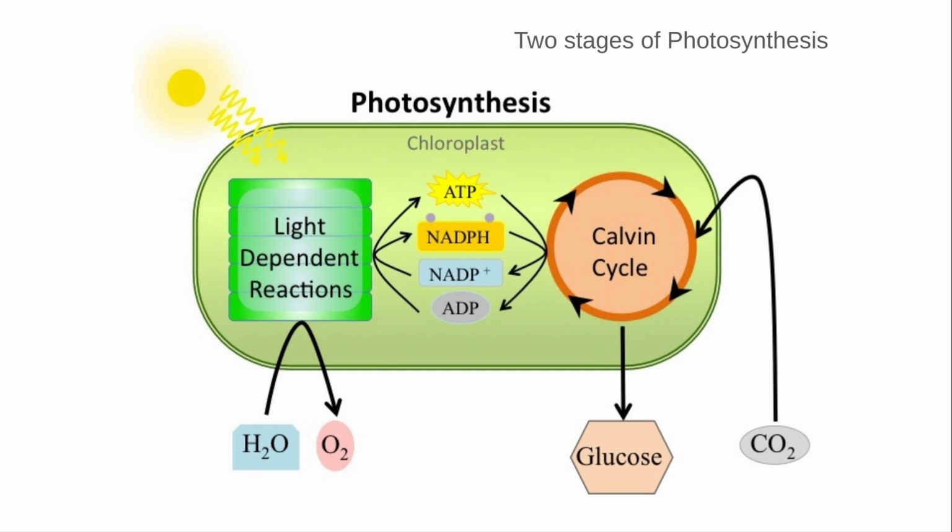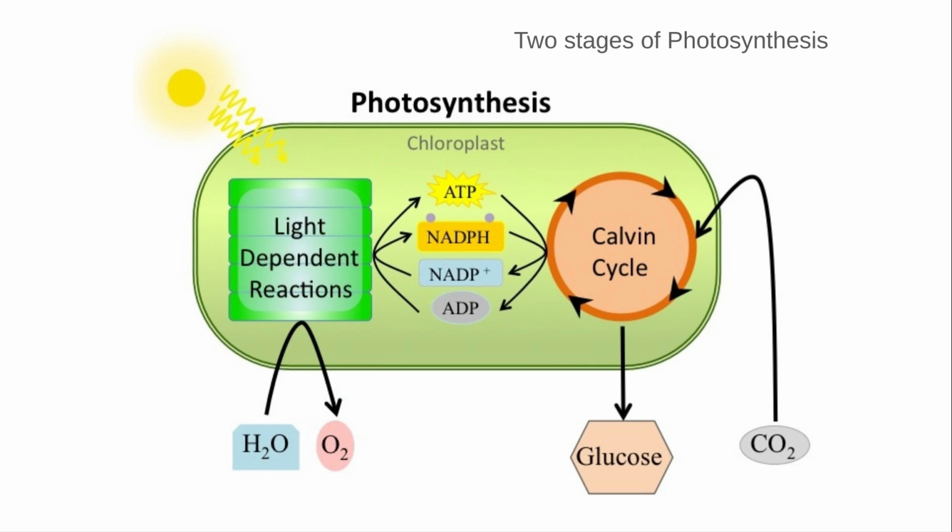Photosynthesis happens in two stages. The first one depends on light. The second one doesn't need light, so it's called the light independent reaction. There was a misnomer earlier. They used to call the second step the dark reaction, but that's not true. It doesn't happen in the dark. It just doesn't require light.